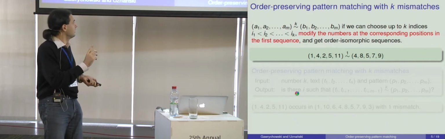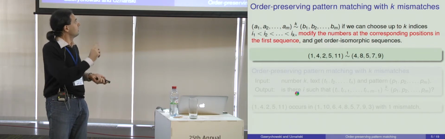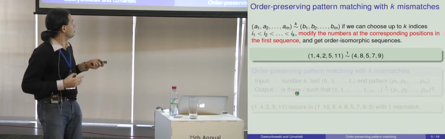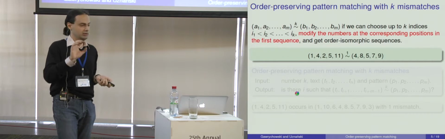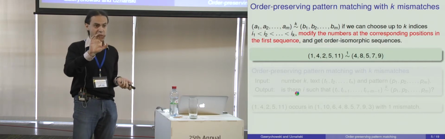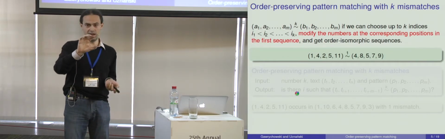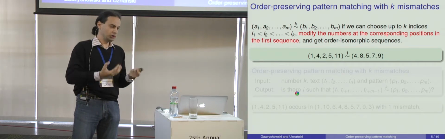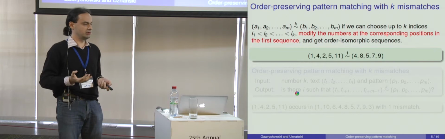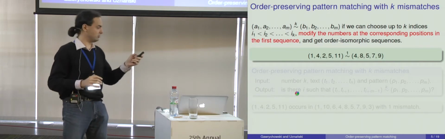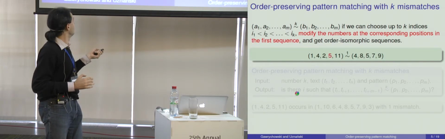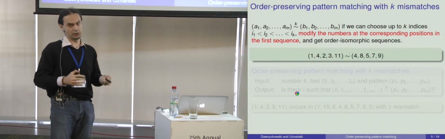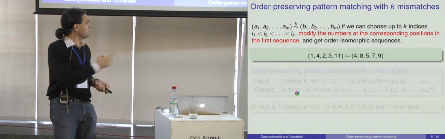You can see that the definition is actually equivalent to a different definition, which is in red: you choose k indices, but only in the first sequence, and you are allowed to modify the numbers at those k positions, and you would like to modify them in such a way that you get two equivalent sequences. So in this example, you can take 5 and change it to 3, and you get two sequences which are order isomorphic. And those definitions are equivalent.